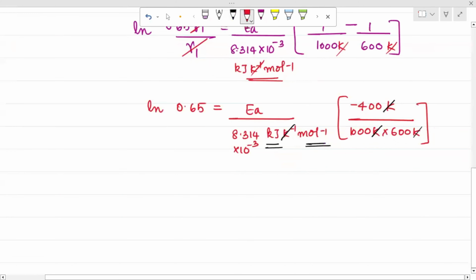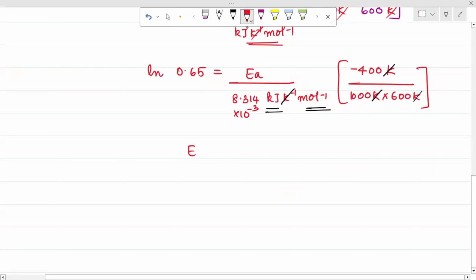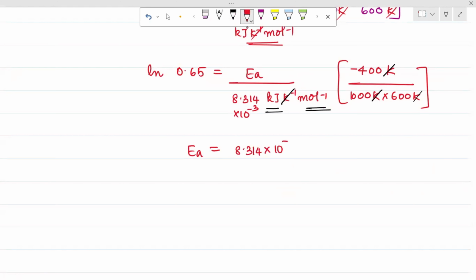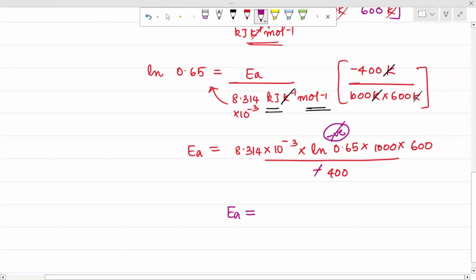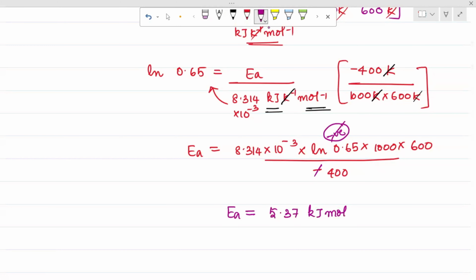This is what you have, right? Now you can rearrange this. EA is equal to 8.314 into 10 to the power minus 3 into ln of 0.65 into 1000 into 600 divided by minus 400. You can calculate this. See, ln of a value which is less than 1 is going to be negative, so this negative and the negative sign over here get cancelled. Finally, the value of EA that you're going to get is 5.37 kilojoules per mole.